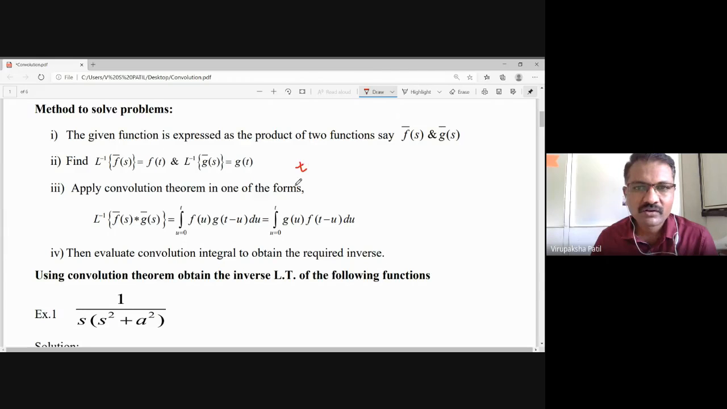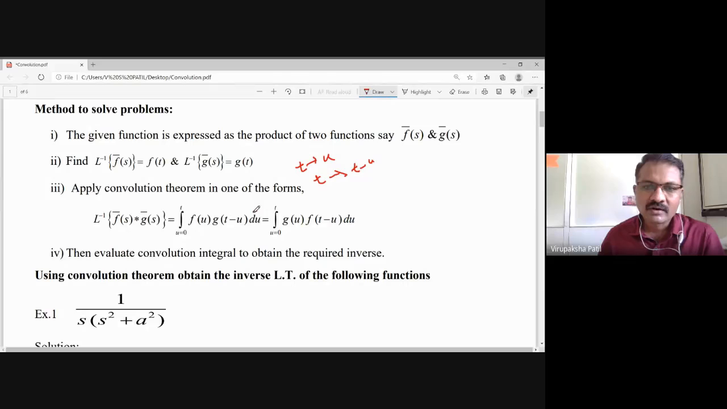You are integrating this with respect to u. Change t to u in the first function, and in the second function, wherever t is there in g of t, change t to t minus u, then substitute here, and then the limits become u equal to 0 to t, because you are integrating with respect to u. Is that clear?